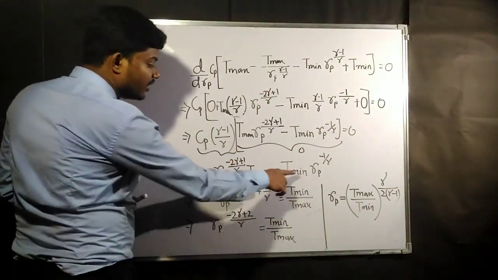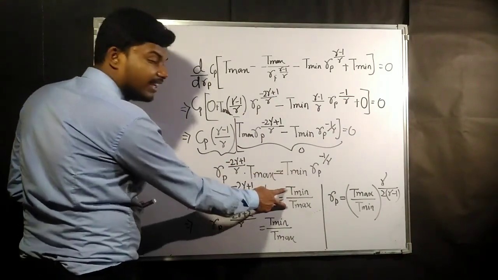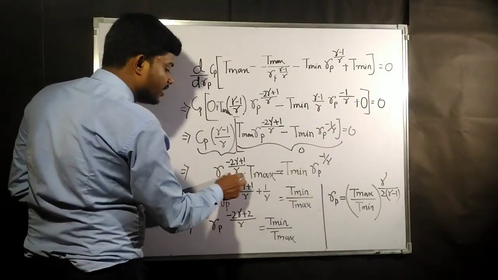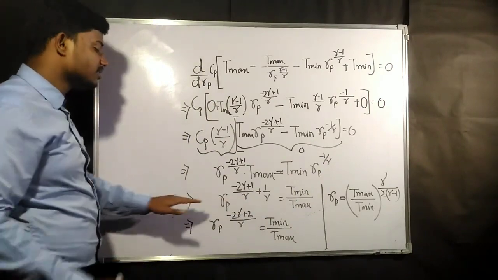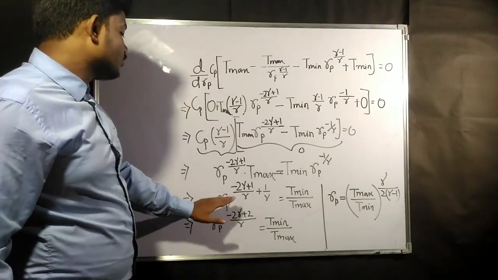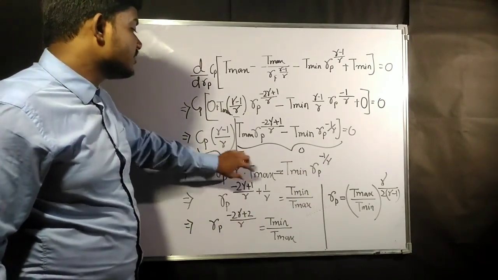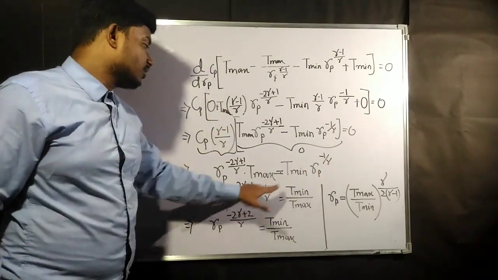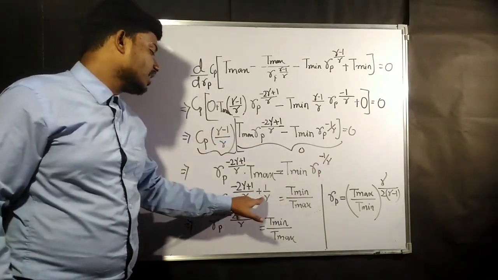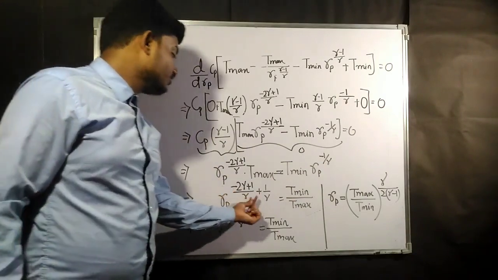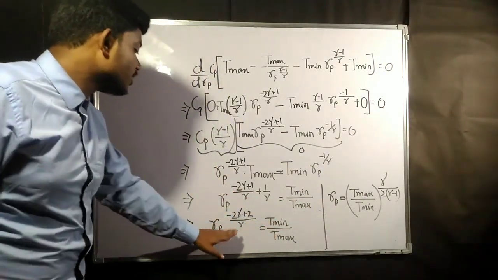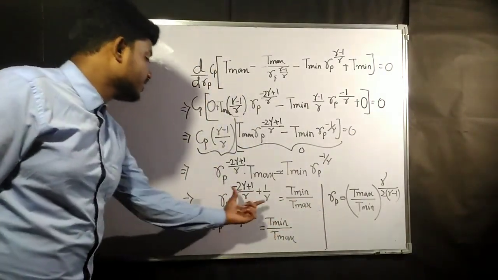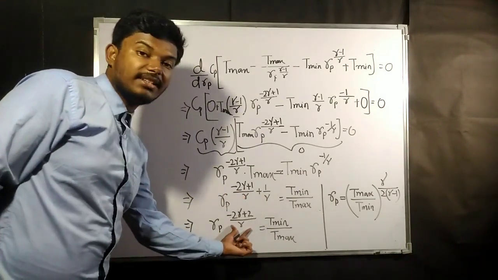After that, T min by T max we are taking on one side, and rp to the power this by rp to the power this we are taking on the other side. So the final result is rp to the power this, minus of this one. So minus of 1 by gamma becomes plus of 1 by gamma. Now if you calculate and simplify this, you are going to get this thing.